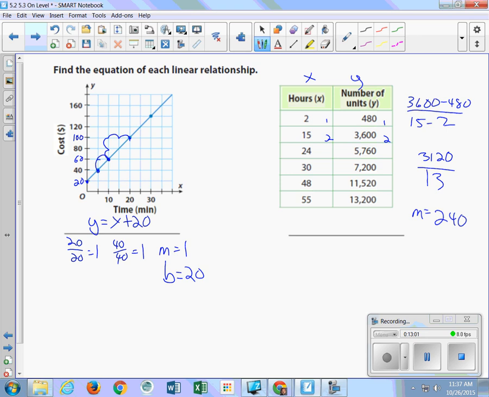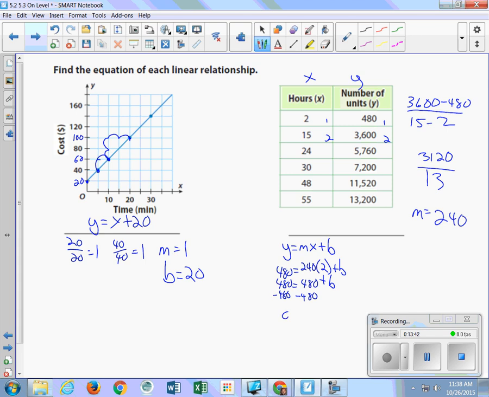Alright. Now we have our slope and we have some points. So I would suggest just taking y equals mx plus b, and solve for b. We have a y, which is 480, equals our slope, 240, times 2, our x, plus b. So that equals 240 times 2 is 480. That's 480 plus b. I'll subtract 480 from both sides.